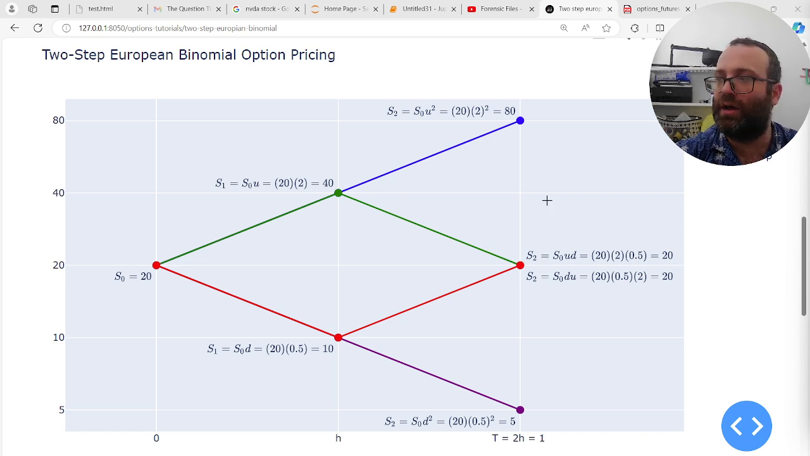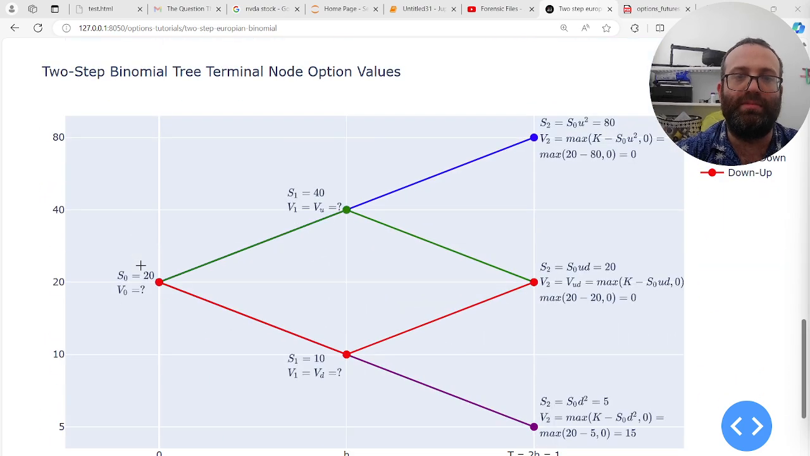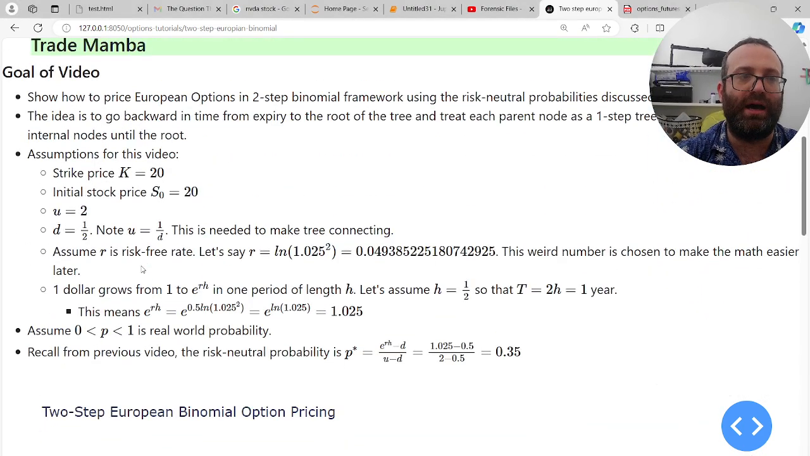Our goal is to show how to price a European put option, or any option, in this framework. We're going to assume that the whole time period is a year, so h will be a half. The idea is we know the terminal payoffs, and we're going to go backwards in time until we get to the initial node to get the option price. Let's give some values in this example. Let's say the strike price is $20. The initial stock price is 20, and you can go up and double, or go to half the value. So U is 2 and D is a half.